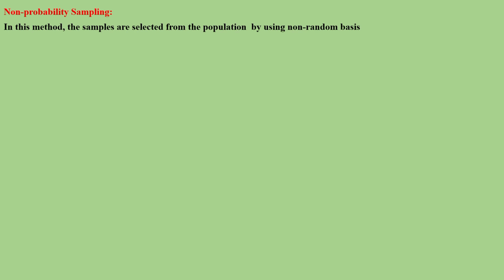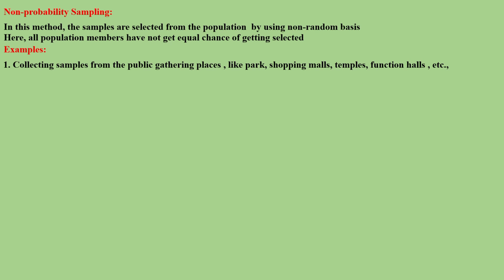So this type of method is called non-probability sampling. Here all population members do not get equal chance of getting selected. Examples: collecting samples from the public gathering places like parks, shopping mall, temple, function hall, etc.